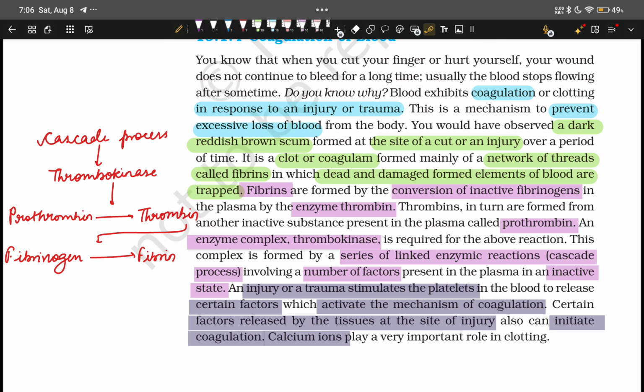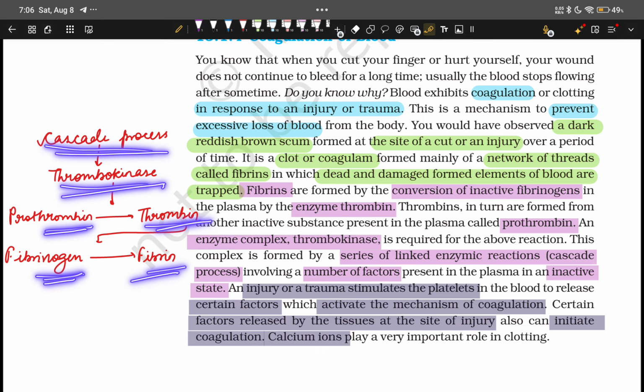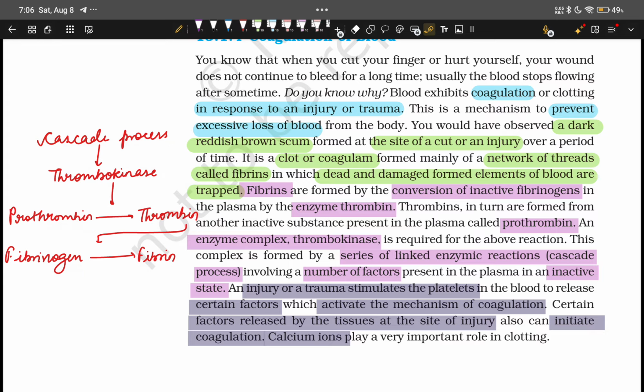Now you can understand this very easily with the help of this schematic diagram which I have drawn here. This cascade process leads to the formation of thrombokinase, which converts prothrombin into thrombin, and thrombin helps to convert fibrinogen into fibrin. Thrombin and thrombokinase are the two enzymes that are there.